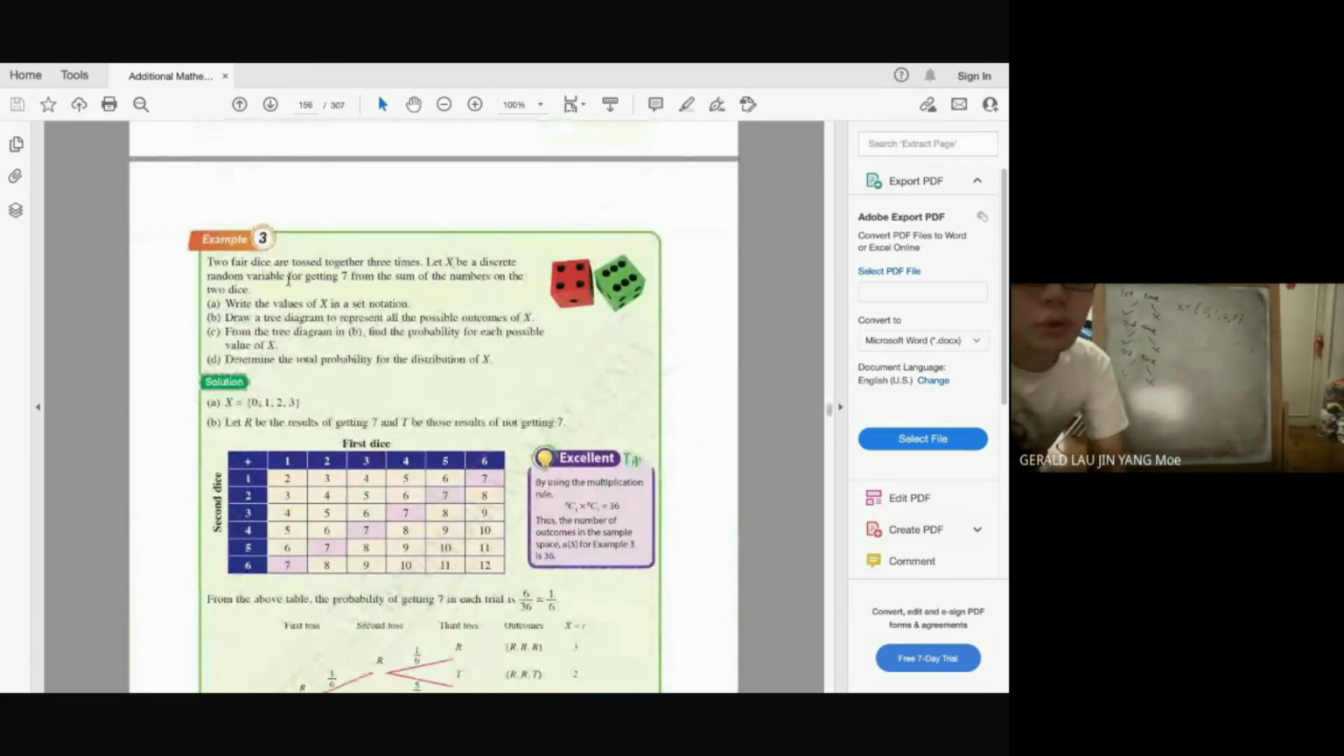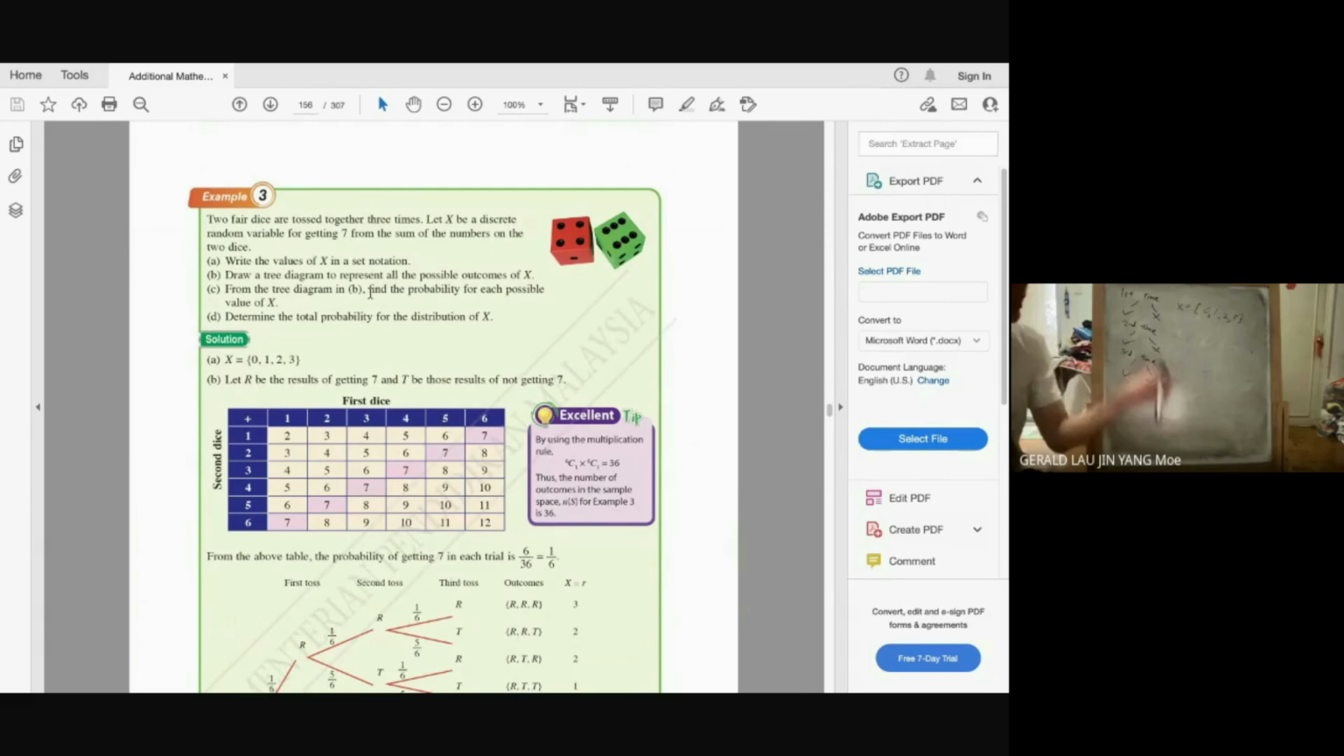Okay, probability distribution for discrete random variable. Okay, so 2 fair dice are tossed together 3 times. Okay, let X be discrete random variable for getting 7 from the sum of the numbers on the 2 dice. So your condition is getting number 7 from the sum. Okay, so it's the same thing.